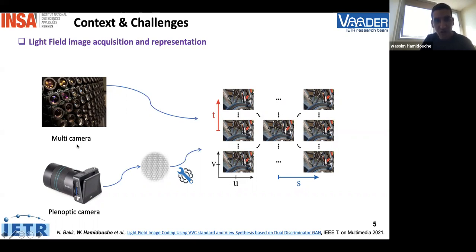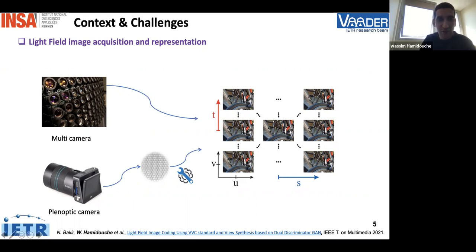This is the first technology, and the second technology is what we call the plenoptic camera. The plenoptic camera uses a different technology relying on micro lenses. As we can see here in this figure, each micro lens has several pixels, and each pixel captures the light coming from different directions. The number of pixels in each micro lens gives us the angular resolution, and the number of micro lenses in the camera gives us the spatial resolution.